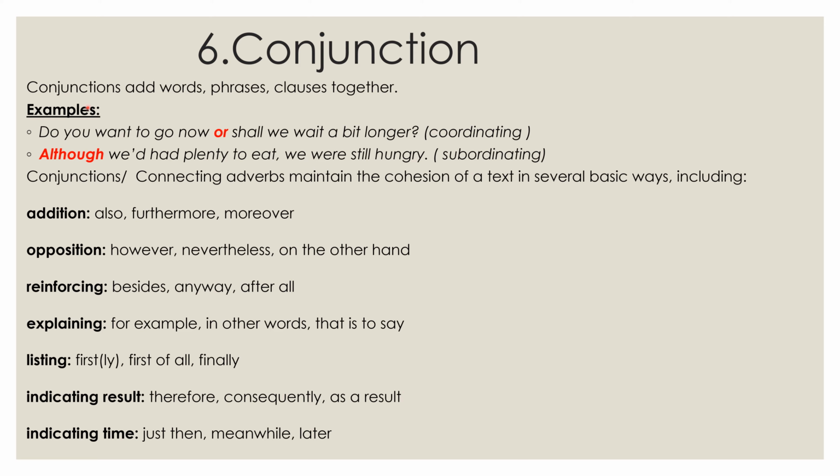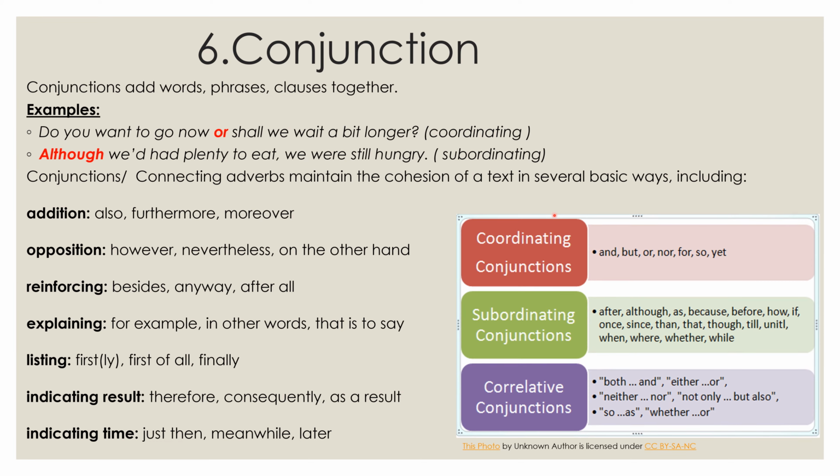Now, conjunctions are another very important part of speech. They are actually connecting words, phrases and clauses together. They can be coordinating, the list is there, when they are connecting two equal sentences, two independent clauses. They can be subordinating when they are connecting an independent clause to a dependent clause.